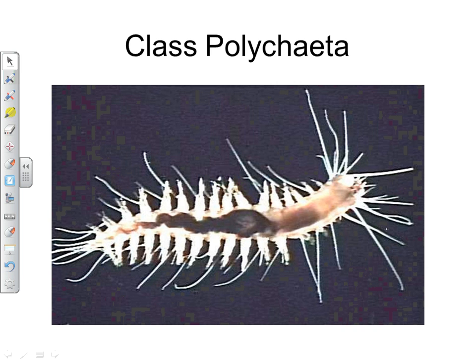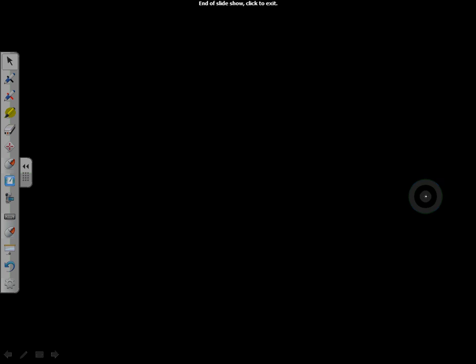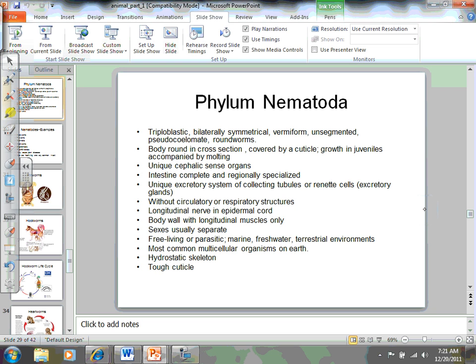This is a marine worm. One of the worms in Polychaeta. And notice these long parapodia, these long bristles to help them swim. There's a leech. That's not a very good picture, but it's on somebody's arm. And that's the end of that one.